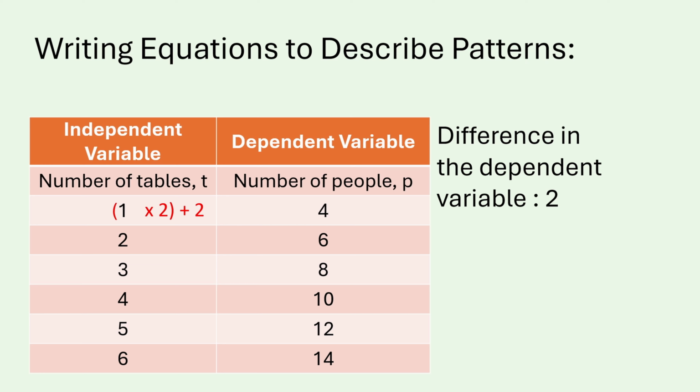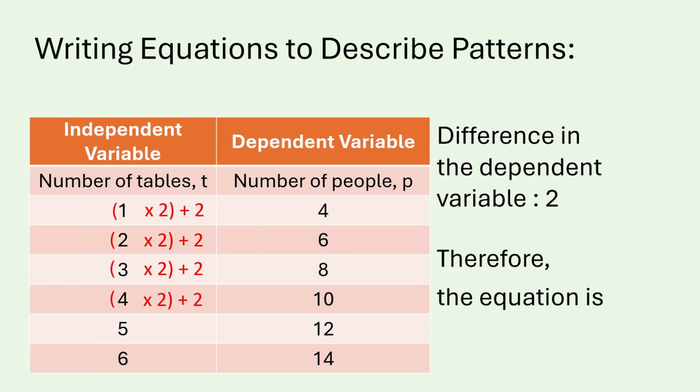That means 1 times 2 plus 2 is equal to 4. 2 times 2 plus 2 is equal to 6. 3 times 2 plus 2 is equal to 8. We can keep following this pattern for the other values. Therefore, the equation is P, number of people, is equal to 2 times T, number of tables, plus 2.